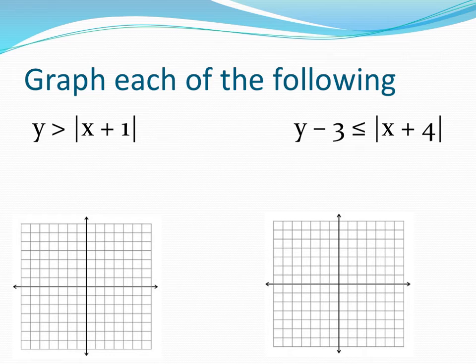So I don't have an equal to sign, so it's going to be dotted. And it's an absolute value, which is going to be shifted 1 to the left. So 1 to the left. And this one's going to be dotted. So I'm going to do my dotted line. And now I want to be less than that absolute value function.